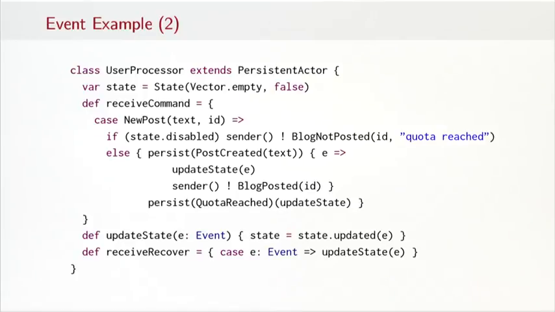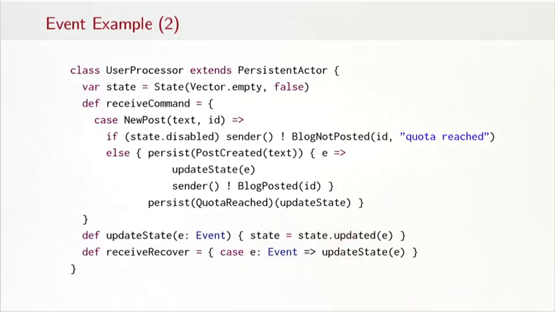Now, what happens if this actor crashes? If the machine crashes that it is running on? When we start it again, the actor will process everything that it has persisted before. And this is done in the receive recover method. So whatever was successfully persisted, either this post created or the quota reached, will afterwards be replayed in this receive recover method. And here we simply take the event and update the state of this actor with it. This means that the state of the actor will go through all the same steps that it has gone through previously. Update state here, and update state there.